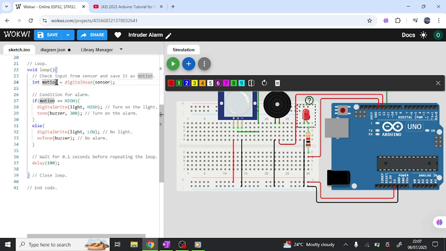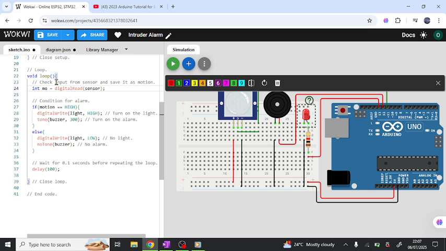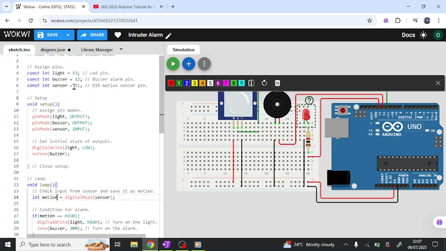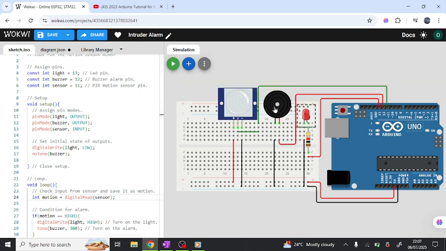You can use any name here, but whatever you use here should be the same thing here. Let me just leave that because this is kind of relatable. So digital read, to read what is in that digital pin sensor. Remember we have said sensor is what? Pin 11. So digital read, meaning we read what's there.